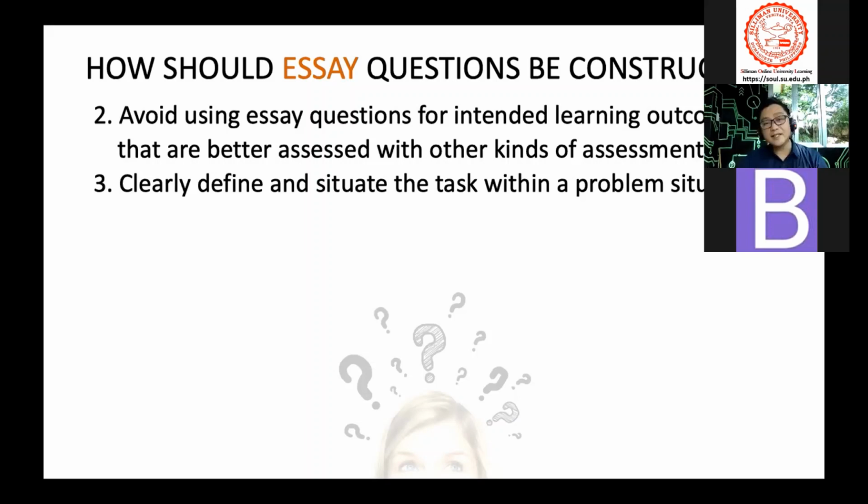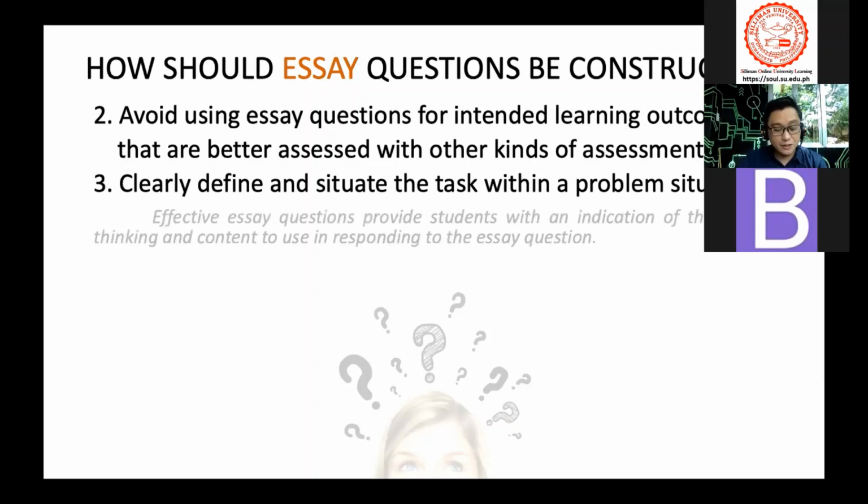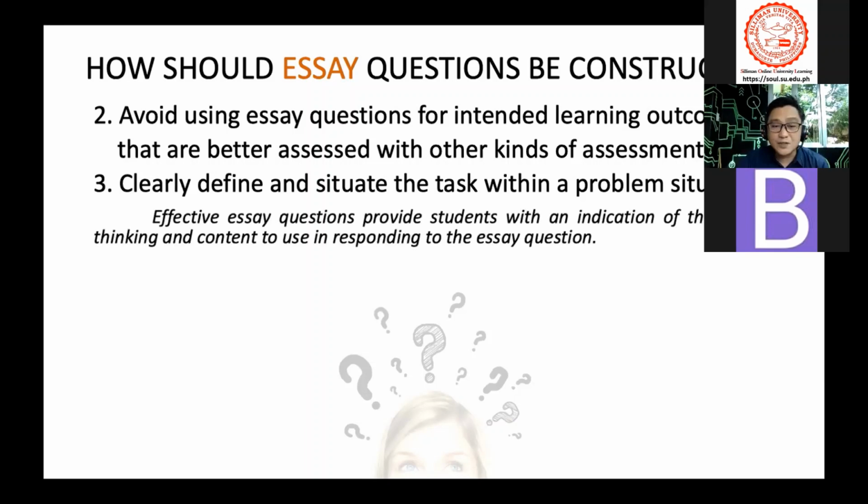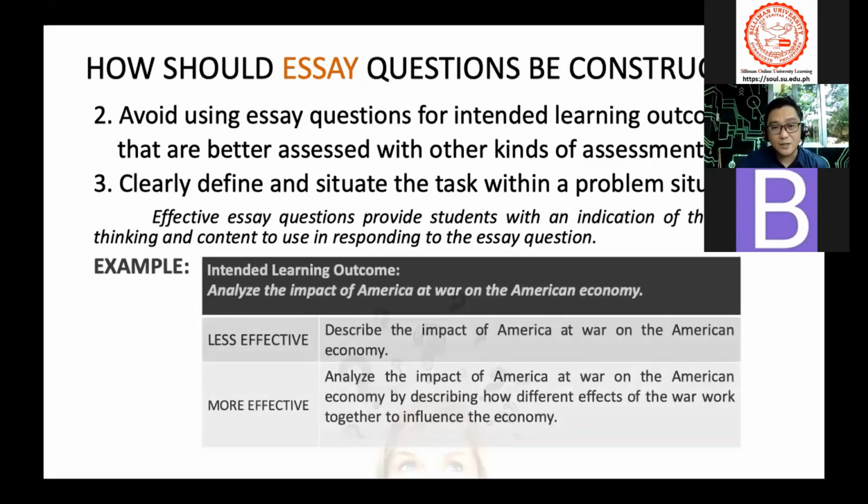With some essay questions, students can feel like they have an infinite supply of lead to write a response. Now, this can happen when the essay question is vague or open to numerous interpretations. Thus, effective essay questions provide students with an indication of the types of thinking and content to use in responding to the essay question. Consider the following ILO.